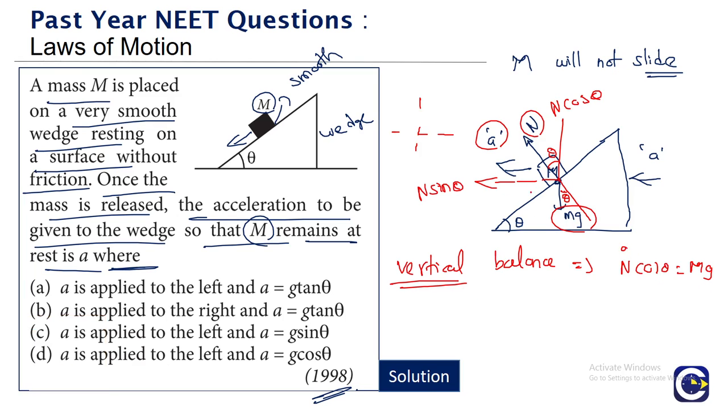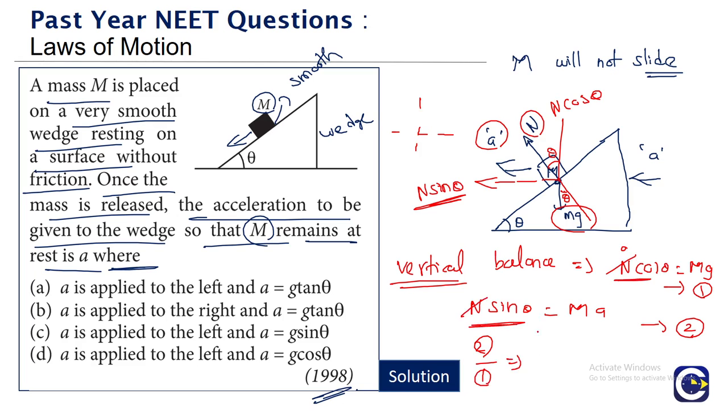So vertical, there is a balance. If you look at horizontal, on the mass there is only one force acting, which is N sin theta. That should give it the acceleration a. Means N sin theta should be equal to M into a. So let us look at both these equations, equation 1, equation 2. Here we don't need the N value. We are looking for the a value, right? So let us do equation 2 by equation 1. Left hand side is N sin theta by N cos theta. N is cancelled. What we will have? Sin theta by cos theta.